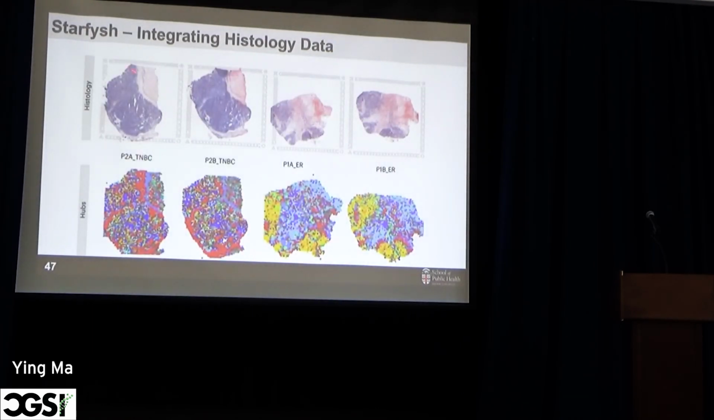You can see from the histology, especially for the tumor data, that it's very clear they can provide very good information about the boundary of, for example, the tumor core region and the tumor adjacent region. And correspondingly, these are their results, which you can see match very well with the histology information.